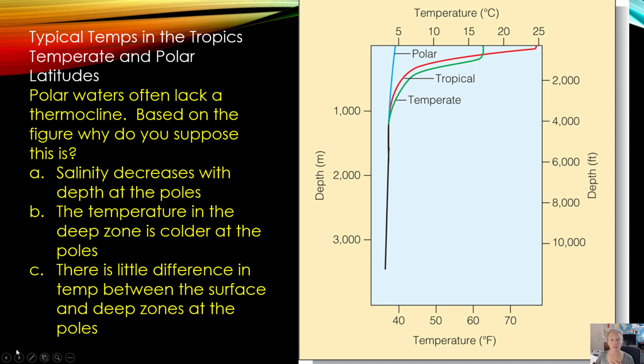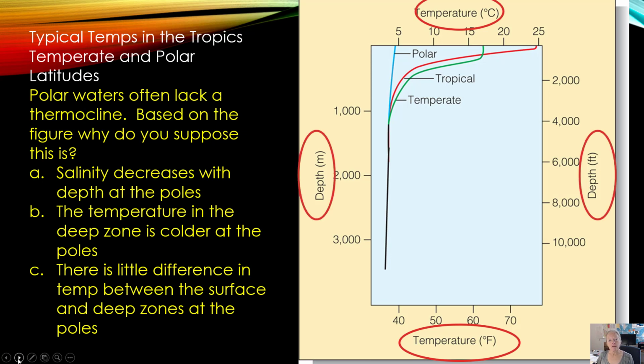So that brings us to this really neat diagram. What is this diagram telling us? That's the first thing we've got to look for. Well, on the top and the bottom, we've got temperature: temperature in degrees Celsius and temperature in degrees Fahrenheit. Okay, that's good. And on the left and the right, we have depth, depth in meters and depth in feet.